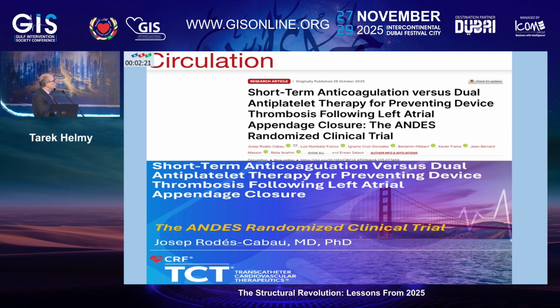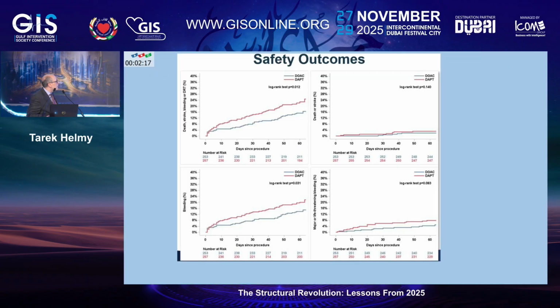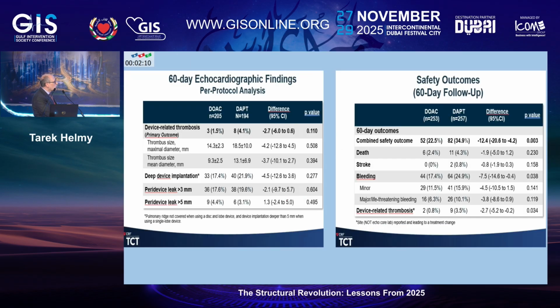So, left atrial appendage occlusion device, the ANDES trial, looked at DOACs versus DAPT. As you can see here, there was increased bleeding with DAPT as compared to DOAC, but also increased thrombosis with DOAC as compared to DAPT. So this is again in favor of the use of DOAC as compared to DAPT in patients with left atrial appendage occlusion.